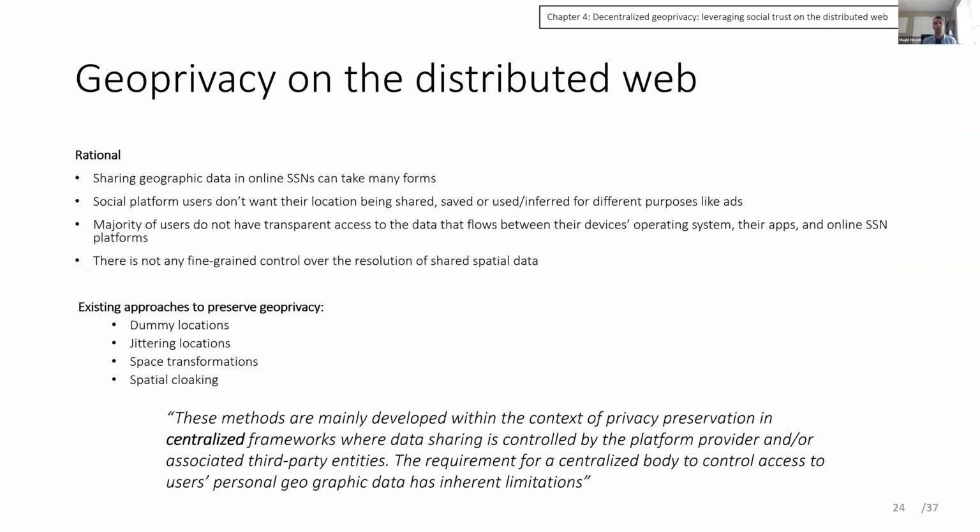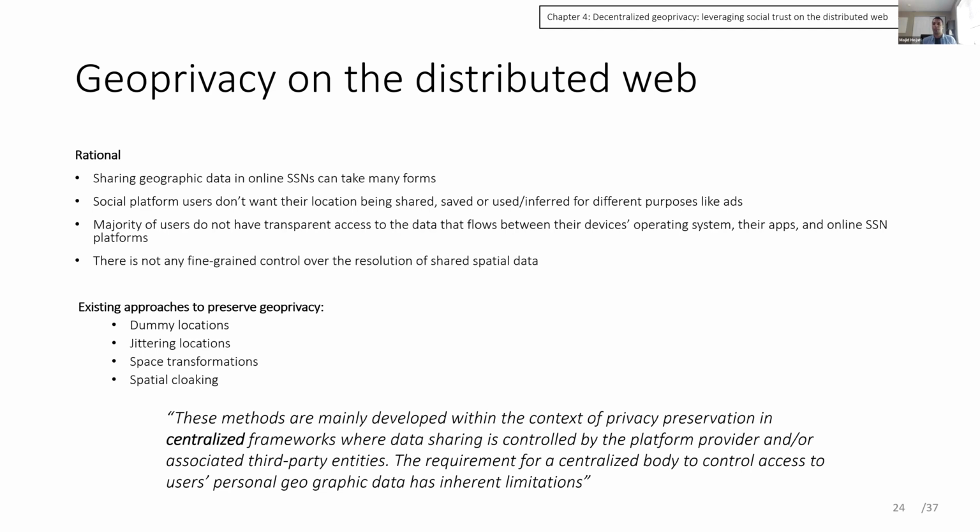The majority of users don't have transparent access to the data flow from the operating system to the application and to the server. They don't know what data is being transferred through this entire system when they are using social network data. And there isn't any way to have fine-grained control over the data that you are sharing with those networks. You have to share your exact location.